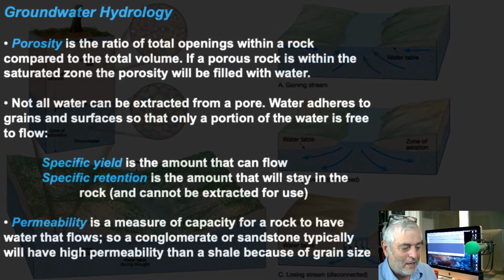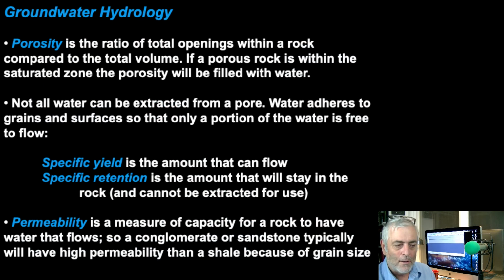If you can imagine pulling water out of the subsurface, out of that saturated zone below the water table, you can pump out a lot of that water. But there's a certain part that you can't pump out because it's stuck to the grains or stuck to the fractures. They call that specific retention. The amount of water that you can actually pull out of the subsurface is measured in a pump test.